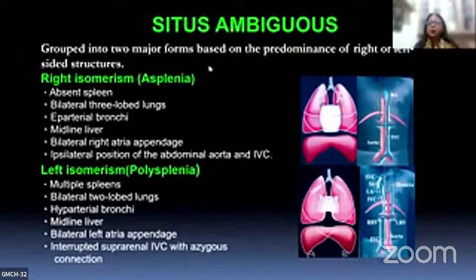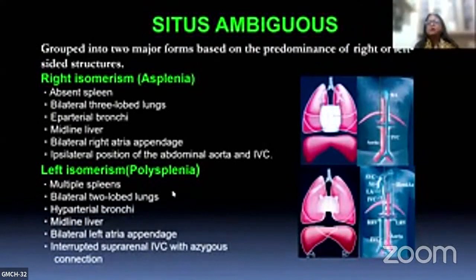This is a situs ambiguous. There are two major forms, right isomerism or left isomerism. Right isomerism is asplenia, where the spleen is not there. Bilateral, we have three-lobe lungs, eparterial bronchi, midline liver, bilateral right atrial appendage, and there can be ipsilateral position of the abdominal aorta and IVC.